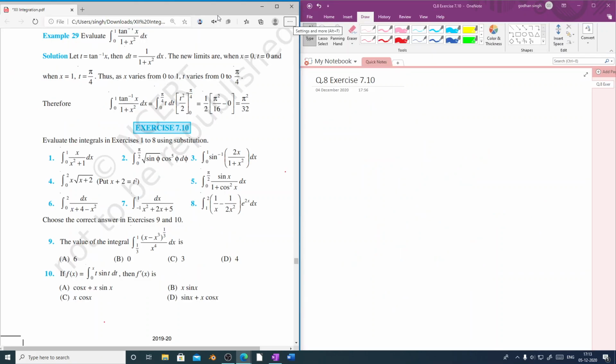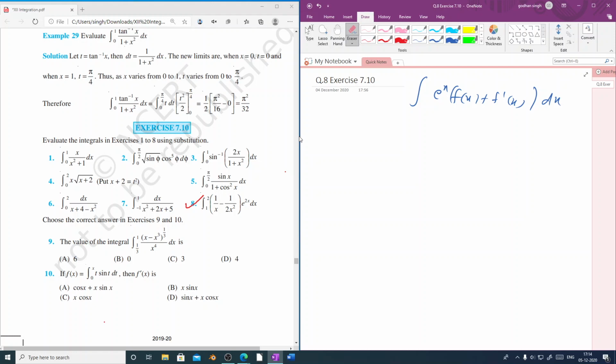Question number 8, exercise 7.10. Integrating from 1 to 2 the function 1 by x minus 1 by 2x square, e raised to 2x dx. Now we have already learned the function of the type e raised to x, f x plus f dash x, integration of this dx. But the condition was that the coefficient of e is to be x, but here it is 2x. So what we'll do, we'll try whether it can be solved in that form or not by doing substitution.